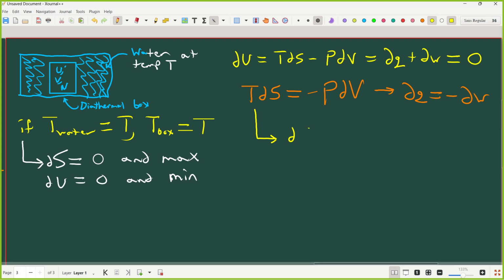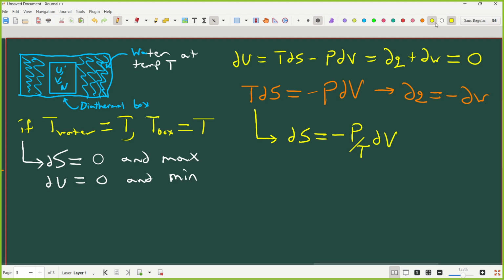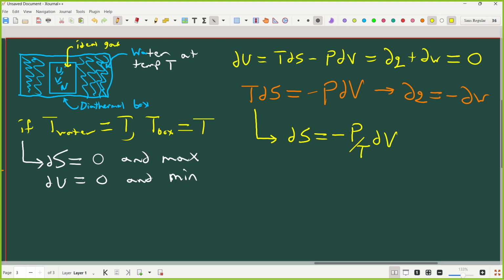So we have dS. We can divide both sides by T. So dS is equal to minus P over T dV. All right, now let's make an assumption about our box. We're going to say that this is an ideal gas inside of there, okay?